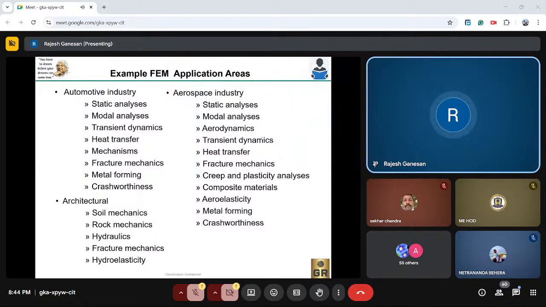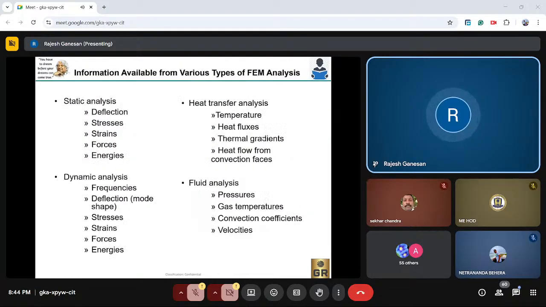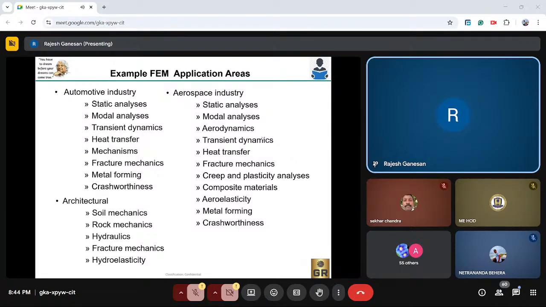In the automotive industry, where are the applications? Before that, we have seen various types of FEM analysis. Now we are going to discuss examples of FEM application areas: automotive industry, aerospace industries, architectural industries, and even the wind turbine industry, where I'm working right now. Here, analysis is a very important point, and everyone is concentrating on the analysis part, because challenging software is available in the market now.